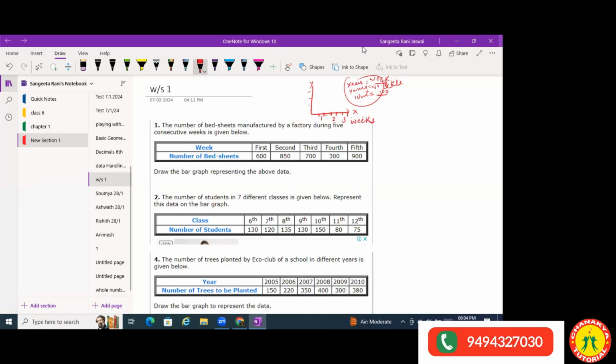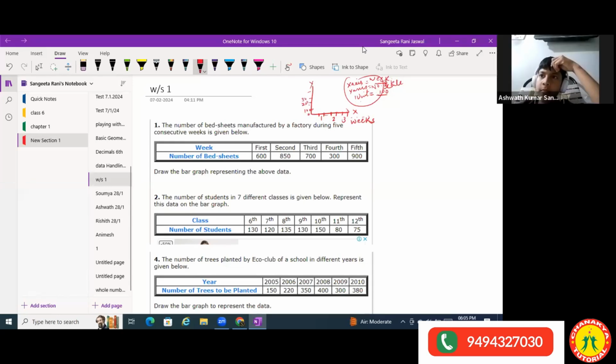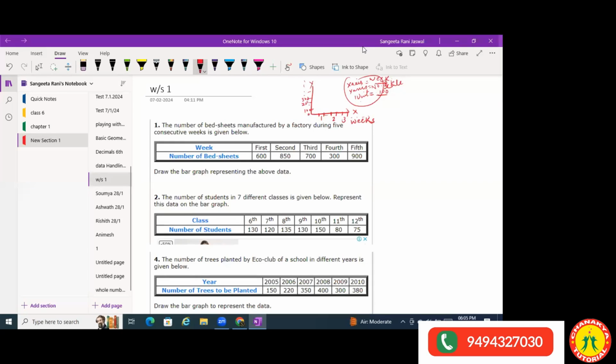Now, similarly, on your y-axis, when you are doing with bed sheets, just analyze this data. It's 600, 850, 700, 300, all are in the multiples of 100. So I take all this from 0 to 100, then 200, then 300, and so on. And similarly, I'll write here y-axis is equal to number of bed sheets. It's not actually equal to, but it's showing that on y-axis I have taken number of bed sheets. Understood this much? Yes, ma'am.